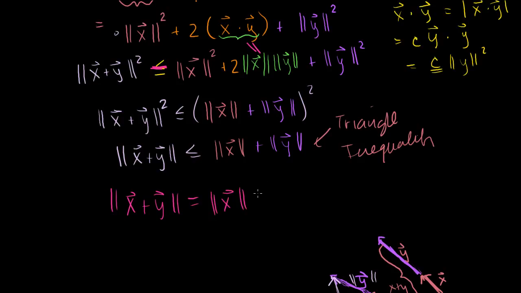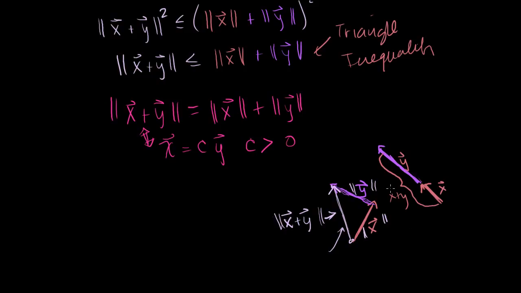The length of x plus y would equal the length of x plus the length of y in the situation where x is equal to some positive scalar times y. So c is greater than 0. These two imply each other. And we saw that geometrically. I lost my axes here, but we see that the only time that the length of x plus y is equal to the length of x plus the length of y is when they're collinear. Over here, you can just visually look at it, this plus this is clearly longer than this right there.